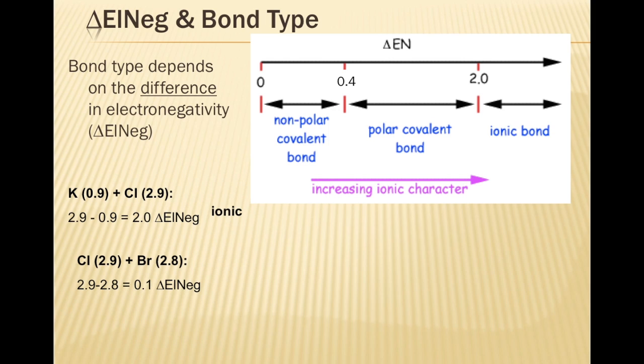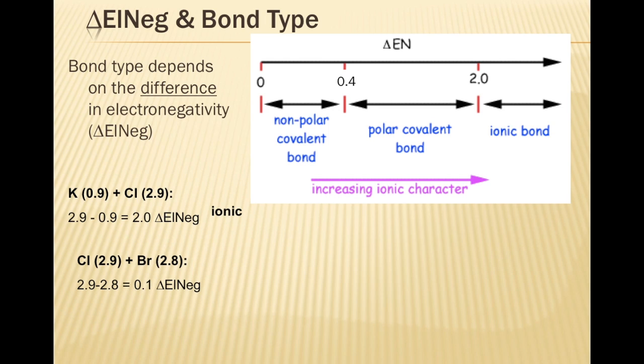Now let's take a look at a different example where we've got two different nonmetals, chlorine and bromine. Chlorine has an electronegativity of 2.9. Bromine is 2.8. So when we subtract these, we get an electronegativity difference of 0.1. So they're nearly the same. They're very close. And in the chart here, that shows us that this is a nonpolar covalent bond. When we talk about a nonpolar bond, what we mean is that the electrons are shared equally between the atoms.